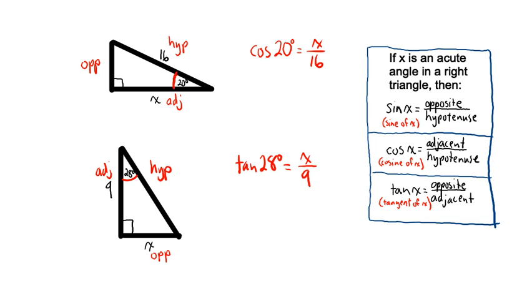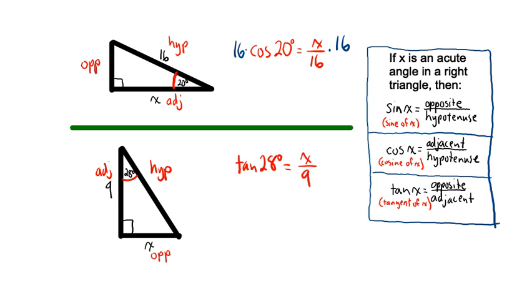All right. These two problems are my easiest possible case because they both have x on top of the fraction. When x is on top of the fraction, I can finish solving this in one step. To get x by itself, all I have to do is multiply both sides of this equation by 16. X divided by 16 times 16 leaves me just x. 16 times the cosine of 20 degrees equals x.